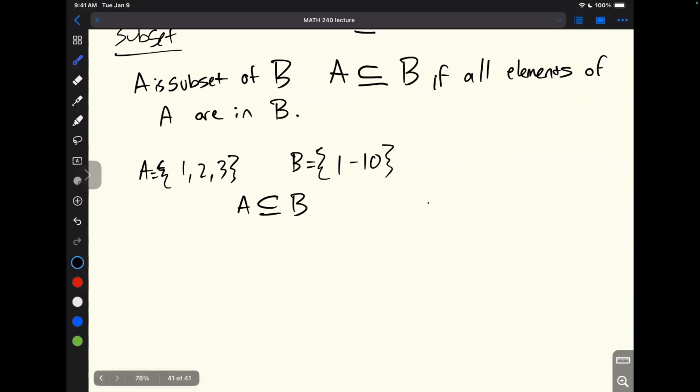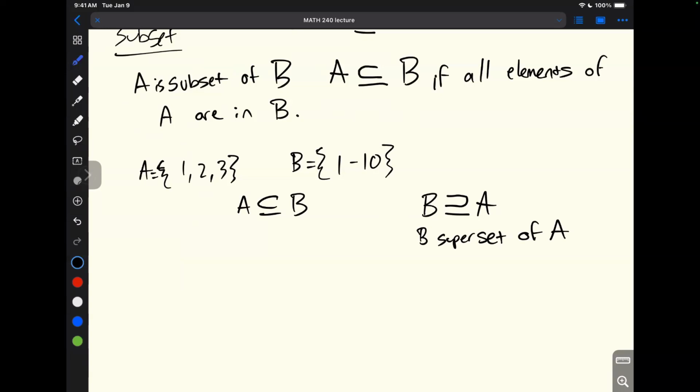This can also be reversed. So if I want to have B on the left-hand side, I can draw the symbol the other way. And this reads B is a superset of A, so subset and superset. This tends to be super confusing, so if that's confusing, don't worry about it. But just know that we can write it the other way. There's just a different term for it. But this is still saying, if we read right to left, that A is a subset of B.